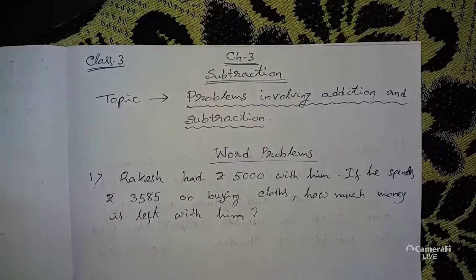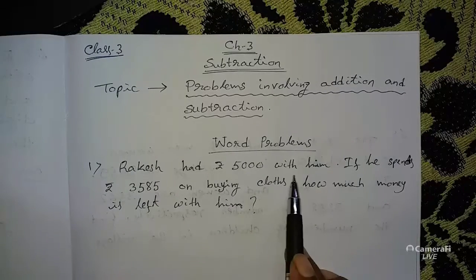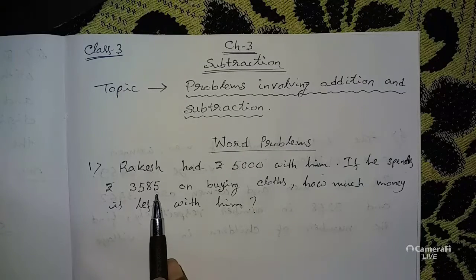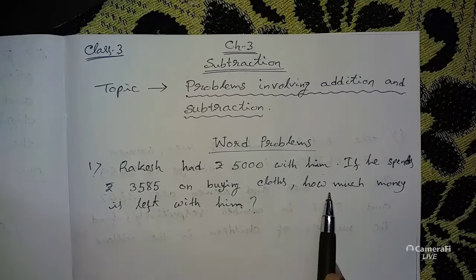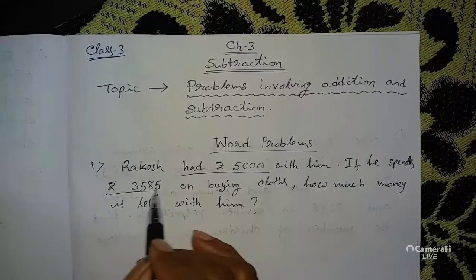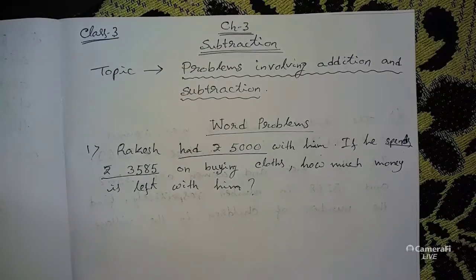Here is a word problem I have taken. Rakesh had rupees 5,000 with him. If he spends rupees 3,585 on buying clothes, how much money is left with him? See the clues here: Rakesh had this rupees with him and he spends rupees this on buying clothes. Now the remaining rupees is with him. So to find the remaining rupees we have to subtract.